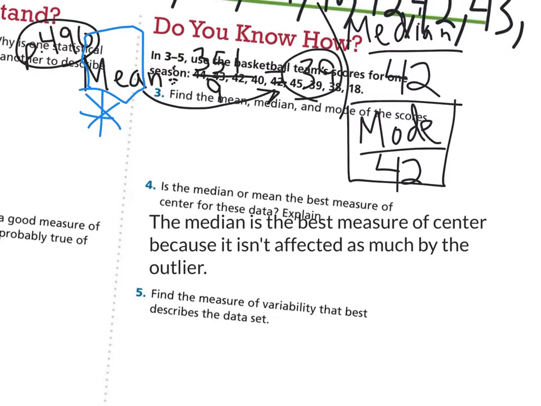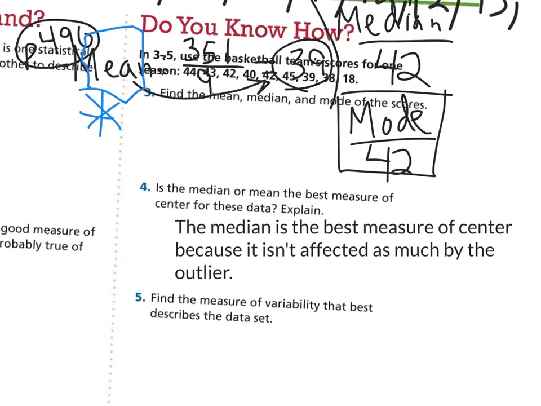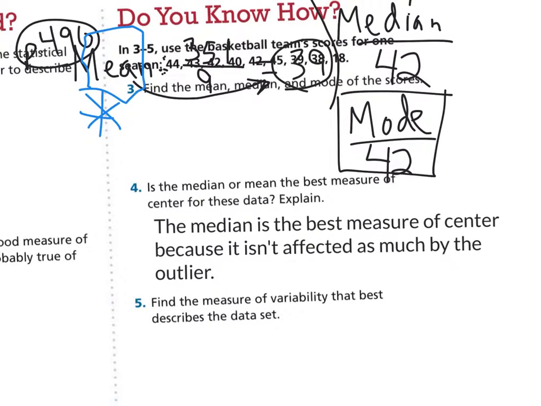Okay, so here's that answer just to make sure everybody got that. Again, median is our best measure of center for this problem because it's not affected as much by that outlier of 18.